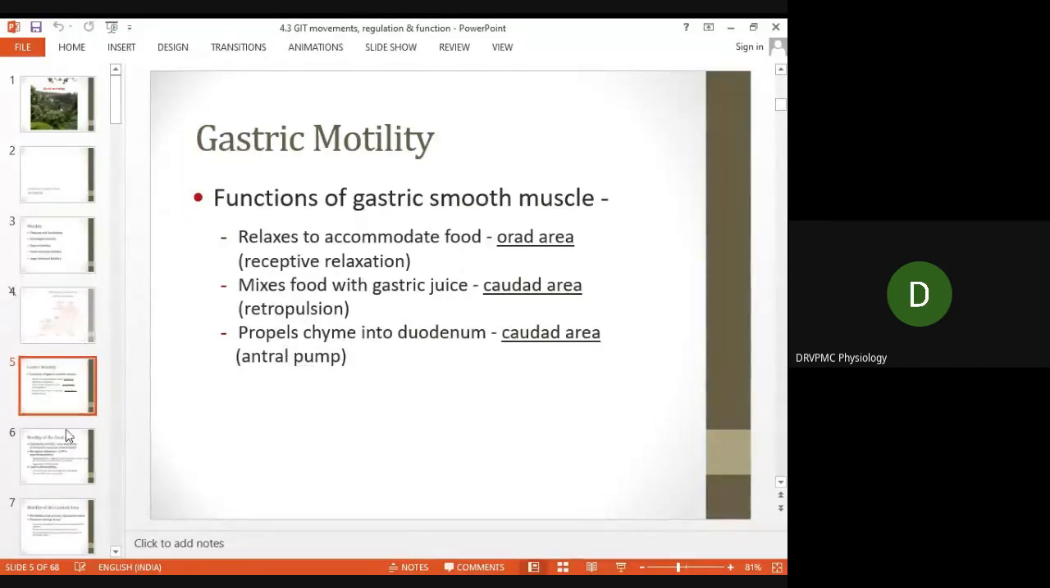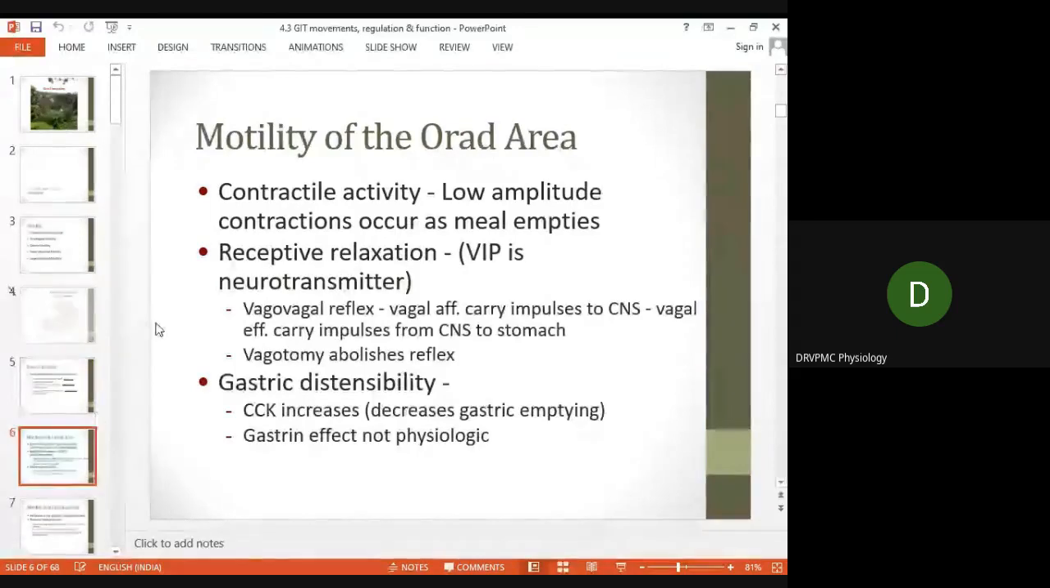Then motility of the ORAD area, contractile activity. There are low amplitude contractions which occur as the meal empties. Then receptive relaxation. VIP stands for vasoactive intestinal peptide. This is the neurotransmitter which is responsible for the receptive relaxation. This is brought about by the vagovagal reflex, that is from the vagus and to the vagus.